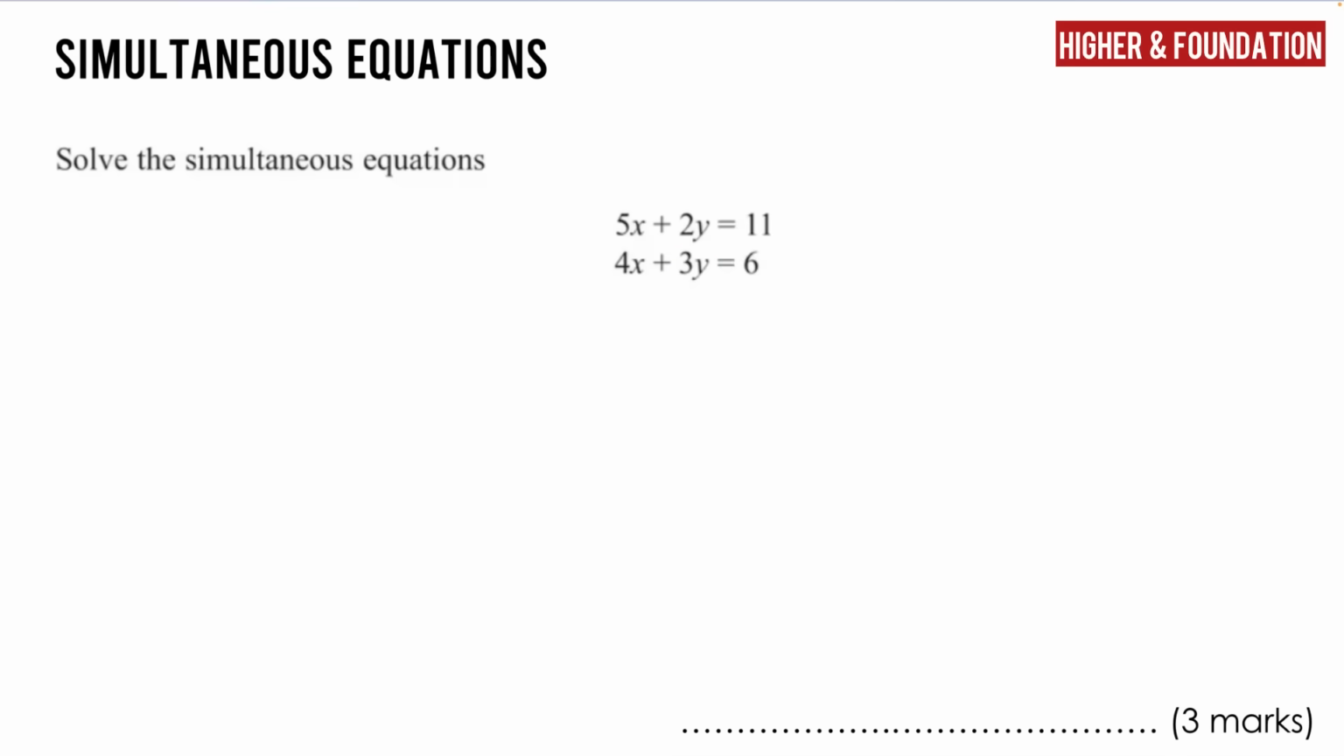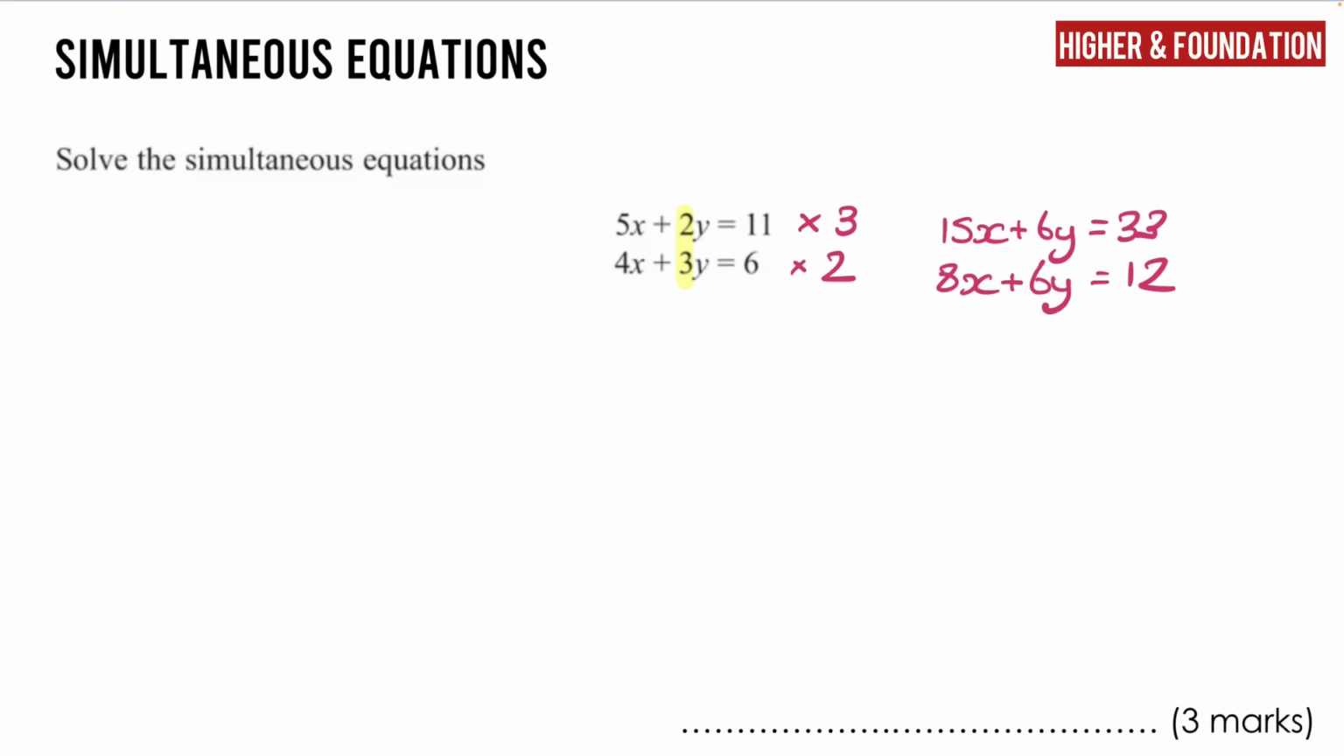So with a simultaneous equation, you can either look at the coefficients of x or the coefficients of y. I always look at the coefficients of y, and I'm going to make those the same. So 2 and 3, the lowest common multiple is 6, so if I times the top equation by 3 and the bottom equation by 2, those coefficients will be the same. Remember, everything's getting times by 3, so it becomes 15x plus 6y is equal to 33, and on the bottom there we have 8x plus 6y is equal to 12.